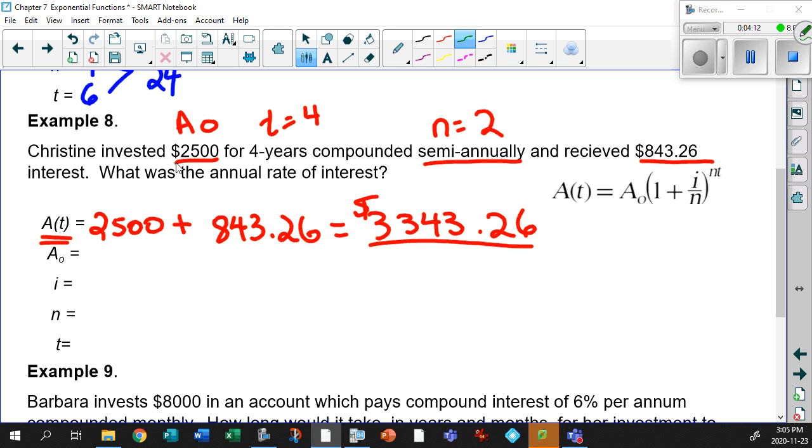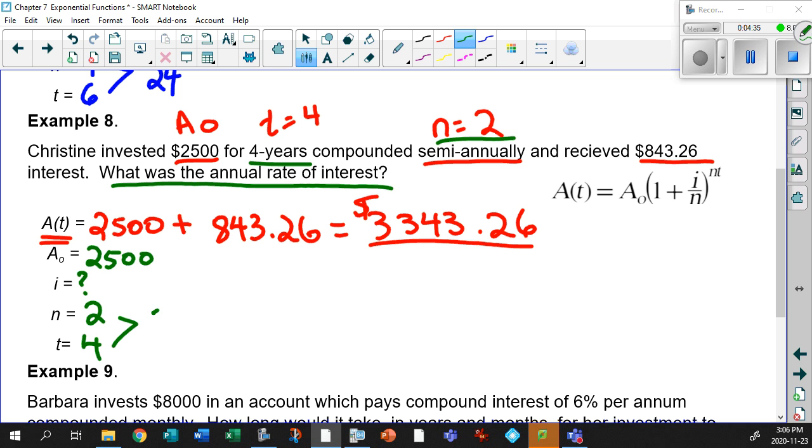Okay, so let's start putting the numbers in. Your initial investment was $2,500. Your interest rate, well, that's the thing. I don't know what it is. Read the question: what's the annual rate of interest? Then you got to remember this is semi-annually, so N equals 2 for a total of 4 years. And remember, these two are going to be multiplied together to give you 8. Big, huge difference.